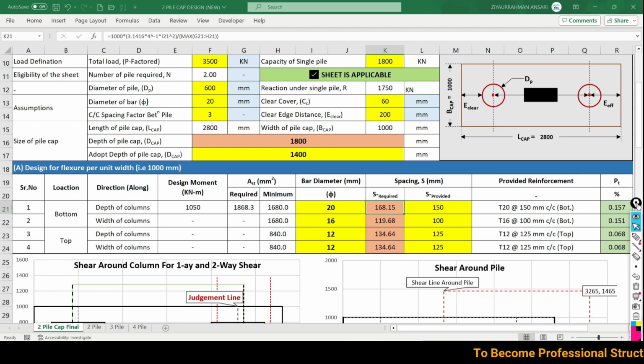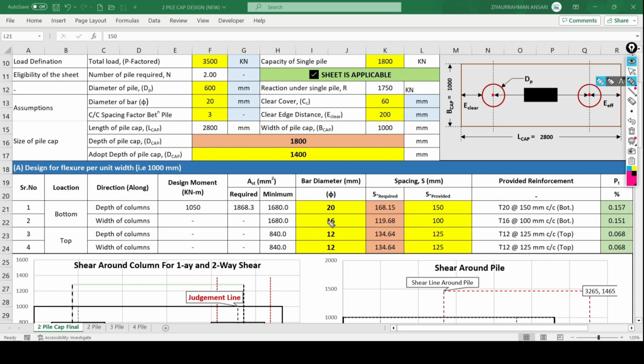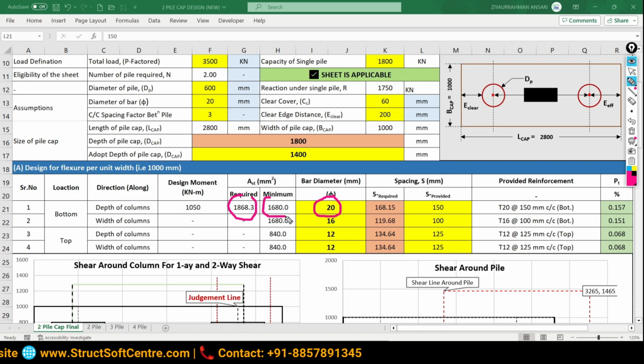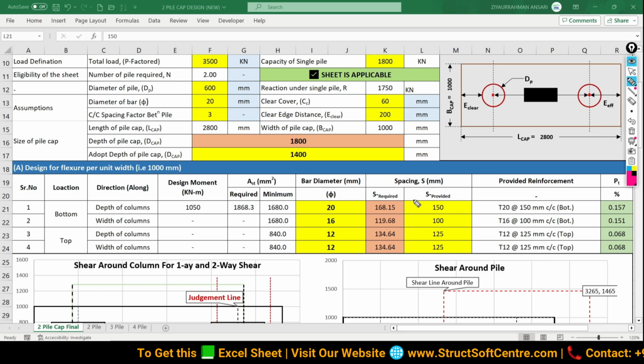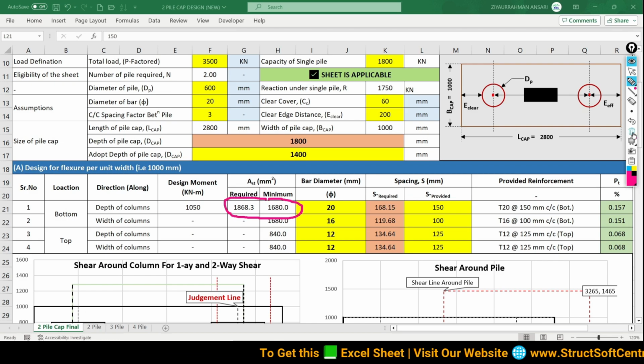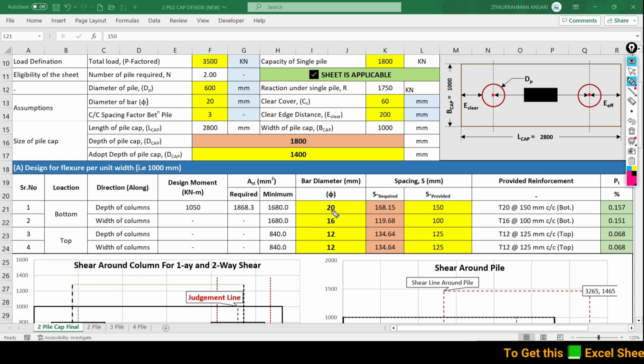Spacing required is coming out to be what? Try to understand, whatever the diameter of bar you choose, the Excel sheet is going to follow these two values, the design requirement and the minimum requirement. Among these two, the sheet is going to consider the maximum one. The formula is fitted there. So with respect to the defined diameter of bar, the sheet is suggesting how much the spacing should be for the safe design.